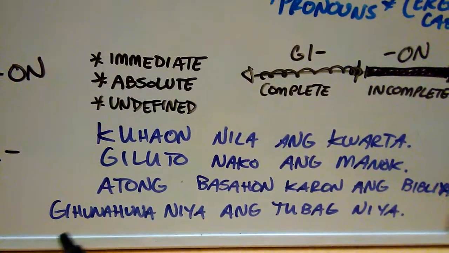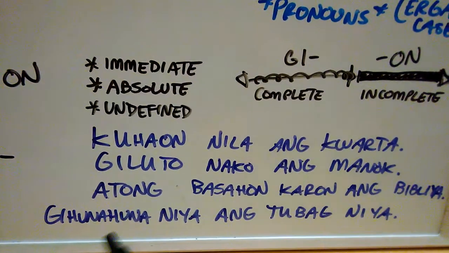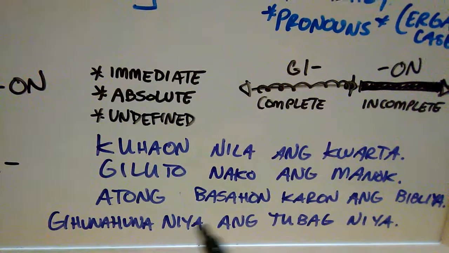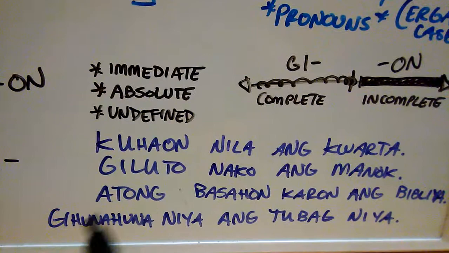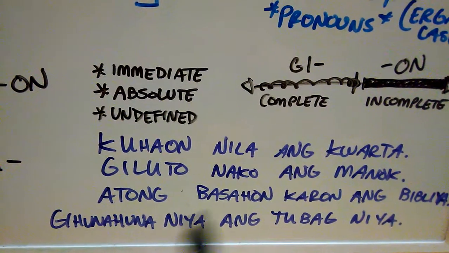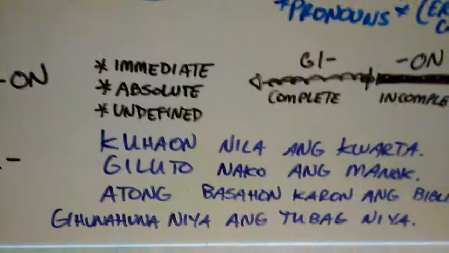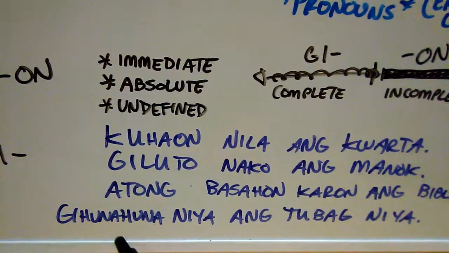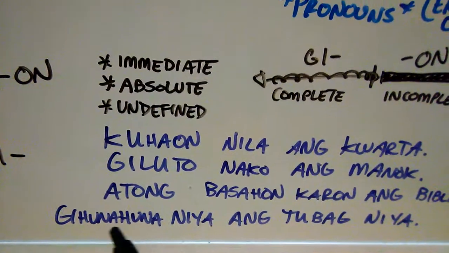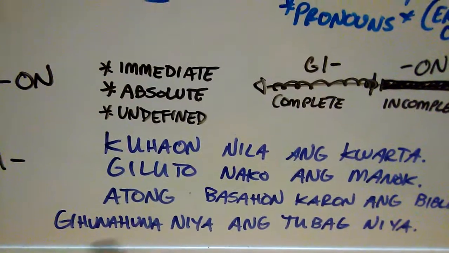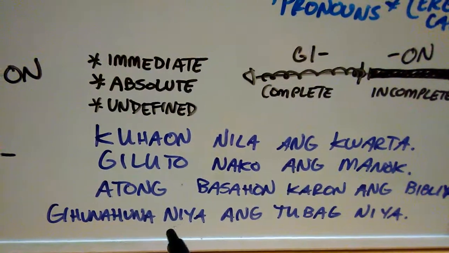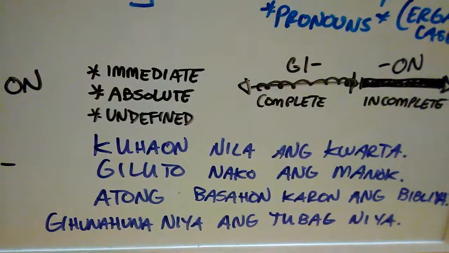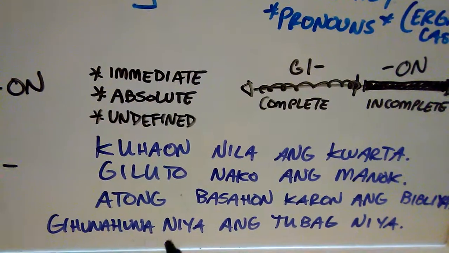And the last one, gihunahuna niya ang tubag niya. Gihunahuna niya ang tubag niya. He was thinking of his answer, or she was thinking of her answer, right? Gihunahuna. Hunahuna means to think, but gi made it in the past progressive. In the progressive past, thinking, was thinking, or had been thinking, right? Gihunahuna can mean those. It can mean I was thinking. Gihunahuna niya means she was thinking, she had been thinking, she thought. It can mean any of those, right? Because again, immediate, absolute, undefined, we just don't know.